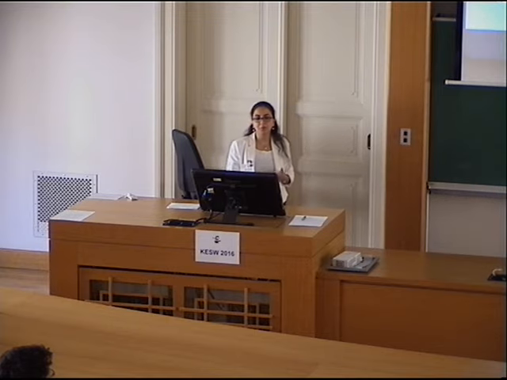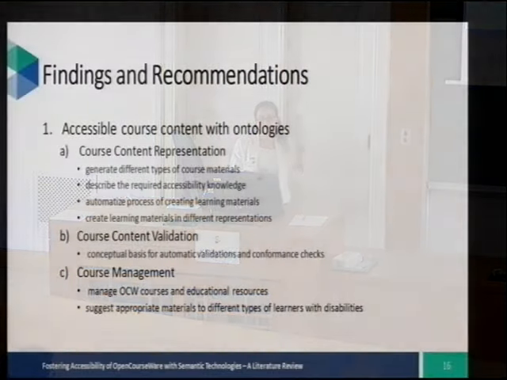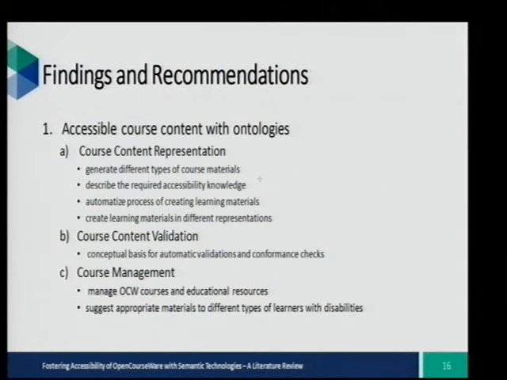If we can put, for example, from these ontologies, the guidelines for authors who are creating these resources, this would be good. Also, if we can validate these resources with respect to these guidelines, this would also be useful. And I think ontologies can facilitate this and automate some of these processes.